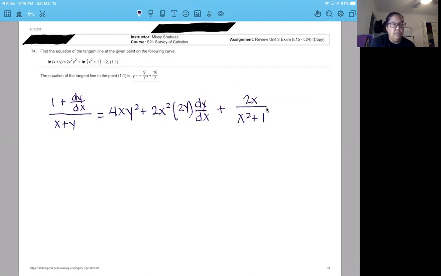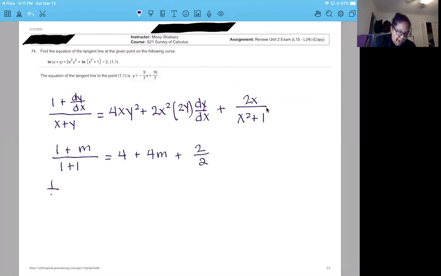Now they want us to find the equation of the tangent line at the point 1, 1. So the slope of that tangent line is going to be dy dx, the derivative, when I plug in that point. So I'm just going to change dy dx to my slope and plug in my point. So I have a 1 plus m over 1 plus 1 equals 4 plus 4 times m plus 2 over 2.